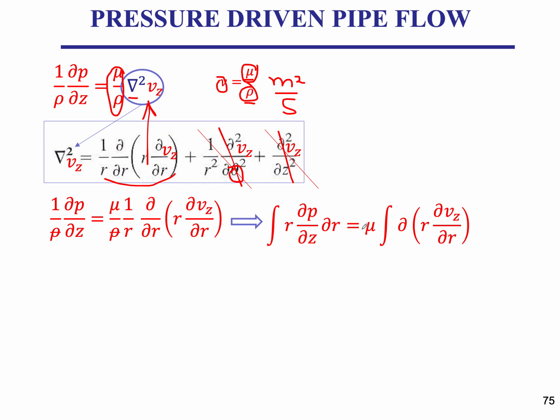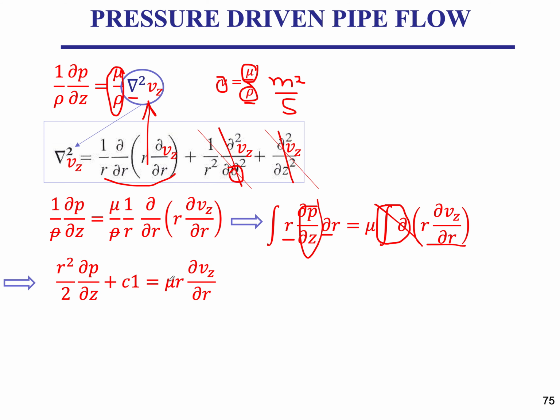So we've taken the r. When you integrate the partial derivative, that cancels out, and you end up with the argument of the integral of the partial derivative, and here you have r dr, so you get r squared. dp dz from the assumption is constant, so you get r squared over 2. And then you get a constant of integration, and here is the argument that we talked about there.